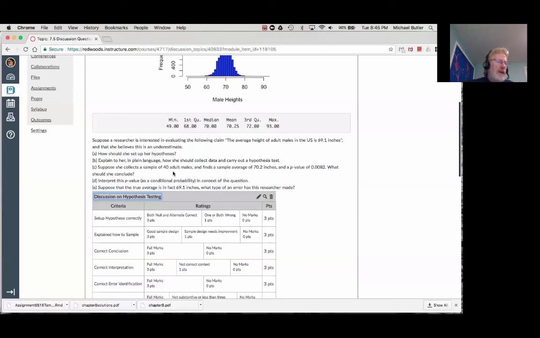That's testing whether you understand how to make a decision based upon the p-value from a hypothesis test. Then interpret the p-value as a conditional probability in the context of this question. What does it mean? What is that actually telling you? And then suppose that the true average really was in fact 69.1 inches. What type of error could she have made? We talked about the error types in the last discussion question too. So this is getting more into the nuts and bolts of a hypothesis test before we actually start doing them. In the next chapter, I'm going to give you the data and you're going to do it, and you have to be able to interpret it.